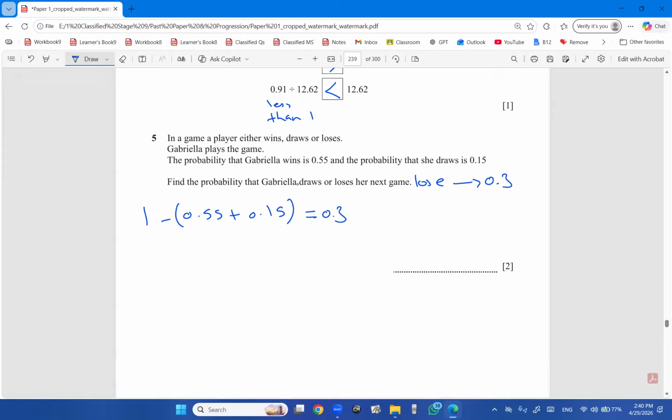Let's now reread the question. Find the probability that Gabriella draws or loses her next game. So draws or loses, that means addition. So it is 0.15, this is the draw, plus the loss, which is 0.3, equals 0.45.